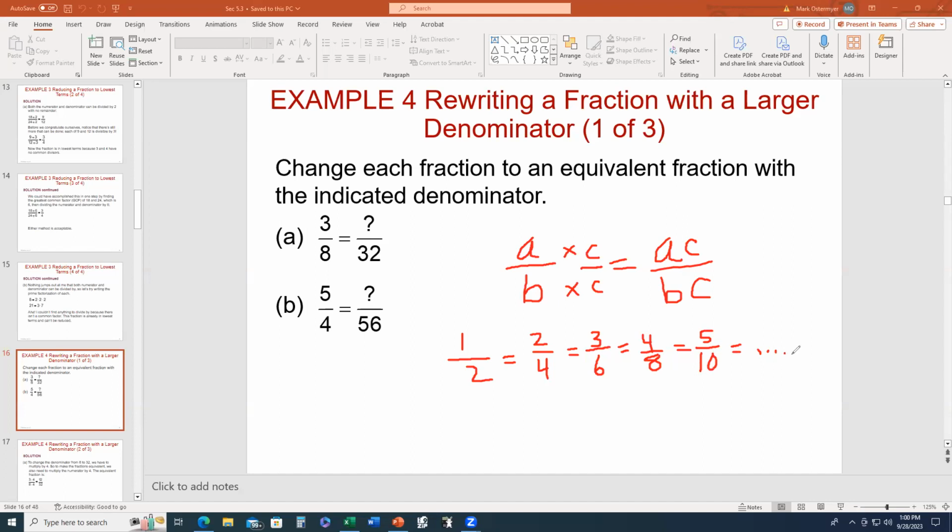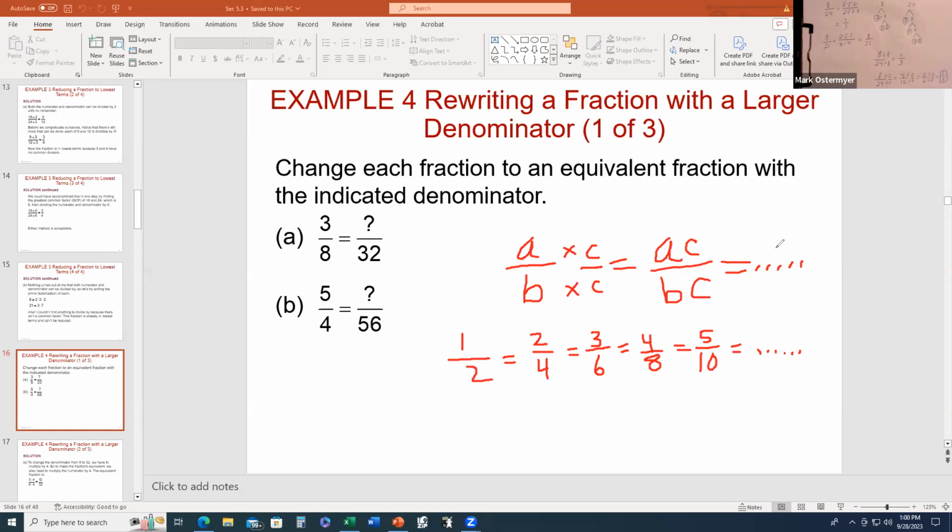Infinite. What do you think? There's an infinite number. You could go on to the end of time or death, whatever grabs you first, in enumerating equivalent fractions of 1/2. There's an infinite number of representations of 1/2. And that goes for any fraction. There's an infinite number of equivalent fractions to any fraction. Infinite number.